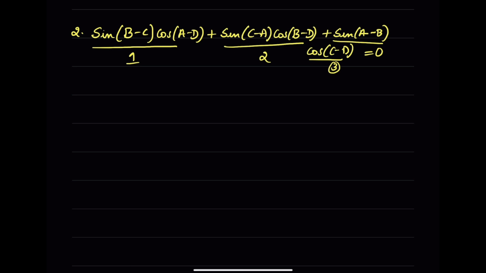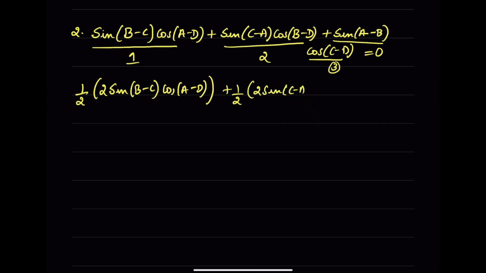So this is of the format sinA cosB. Just to apply the formula, I'll multiply and divide by 2. So this is A minus D, correct? So the first part and the second part would have the same thing, 2 sin C minus A times cos of B minus D.